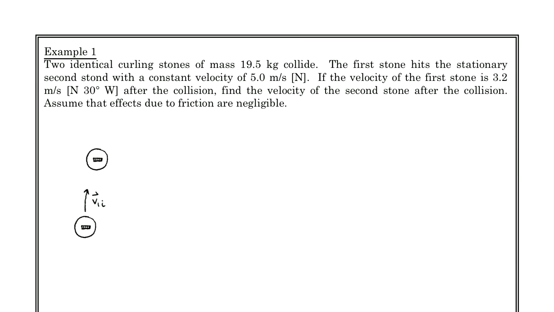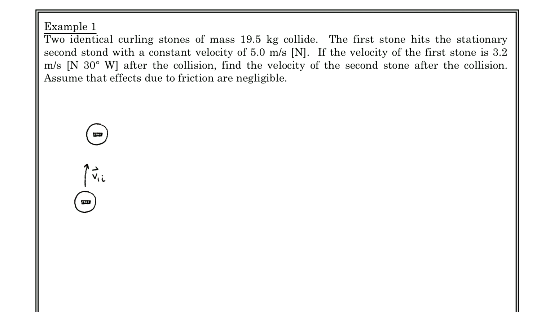Let's begin by examining some curling stones. So 2 identical curling stones, they both have a mass of 19.5 kilograms, and they collide. The first stone hits the stationary second stone. So here's the first stone right here, and it hits this guy with a velocity of 5.0 meters per second north. So this guy's traveling north, so j hat direction, and he's going to hit him.